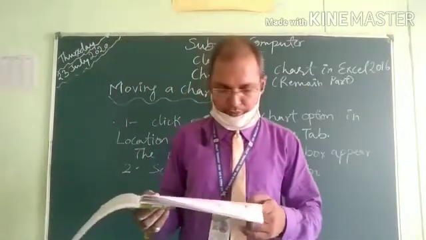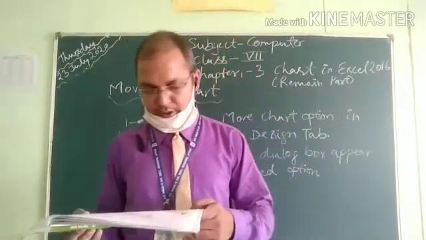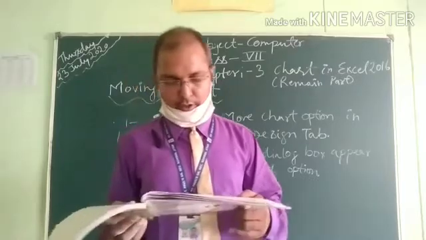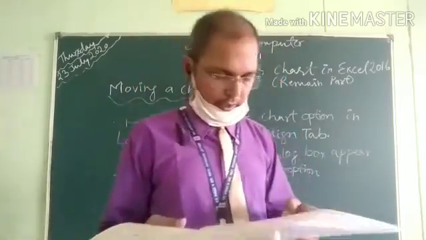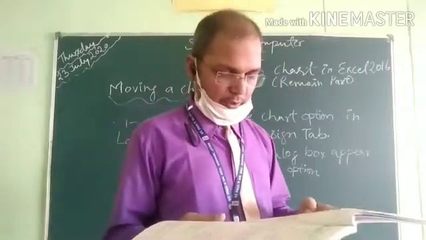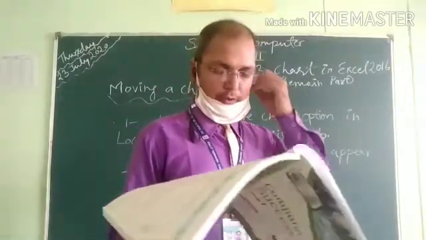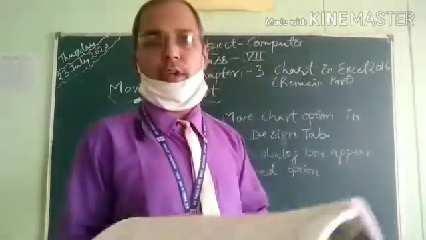Fifth: which option is used to fill the text with color, picture, texture, and also to apply a text outline? A, text box; B, text effect; C, text fill and outline. The answer is C, text fill and outline.